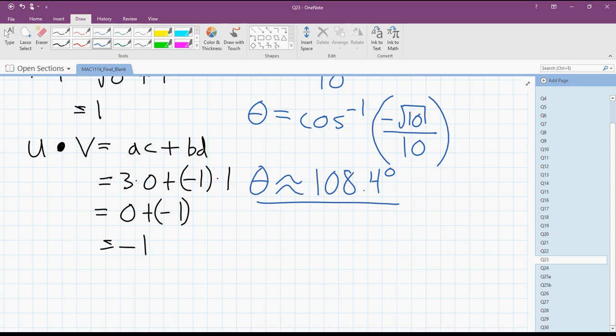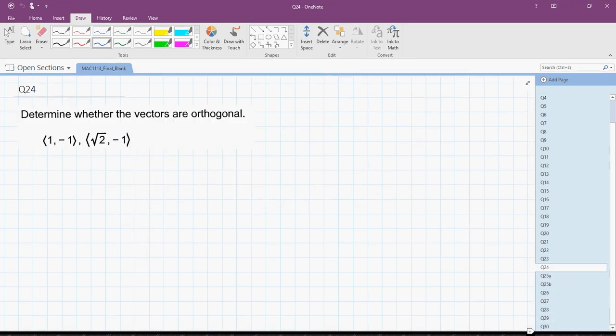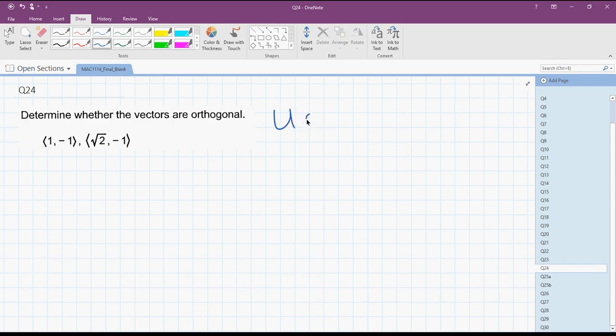Last question out of 11.3. They want to know if these two vectors are orthogonal. Orthogonal means that they're perpendicular to each other. In order to find out if they're perpendicular to each other, you run the dot product. And as long as it equals 0, they are orthogonal. Okay? So, let's run the dot product.